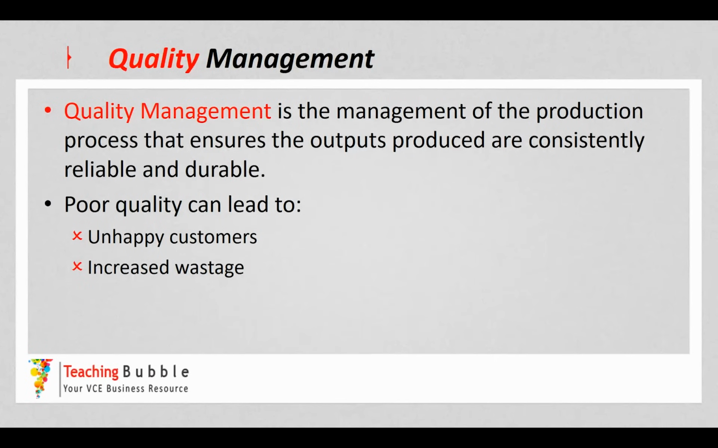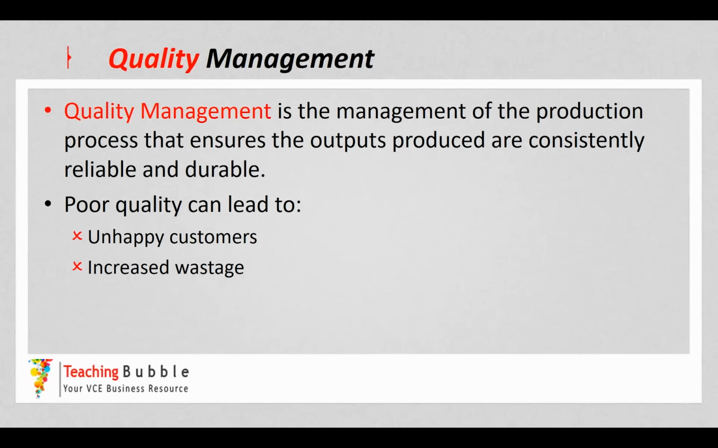In this video, we're going to continue to look at the way a business can improve its effectiveness and its efficiency, and more specifically, how they can do that with quality management. So quality management is the management of the production process that ensures the outputs, remember outputs are the final good or service, produced are consistently reliable and durable.